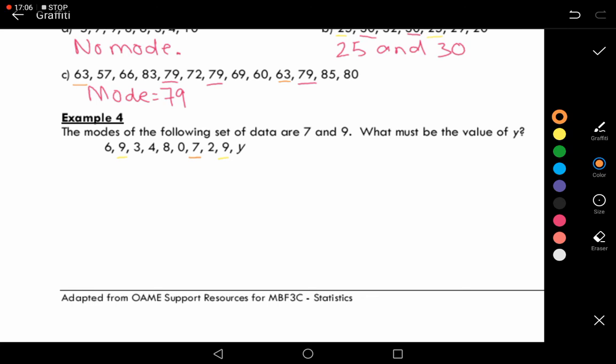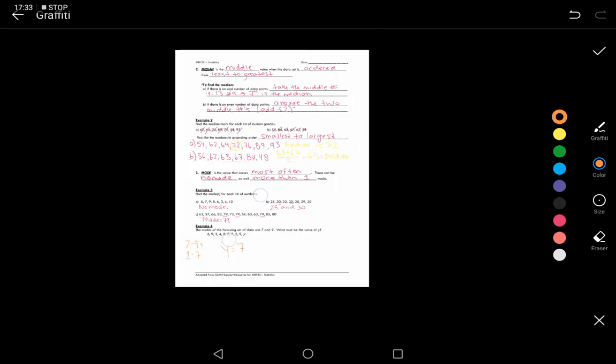If my modes are both 7 and 9, that means they have to have the same amount of those numbers. I can see right now I have 2 9s and 1 7. I need to have 2 7s, because they are both my mode. So that means y must equal 7, because I need there to be 2 of them. All right, so this is the end of our note on mean, median, and mode.